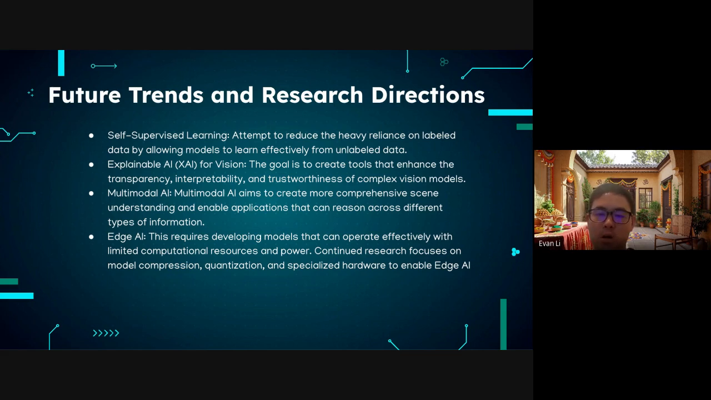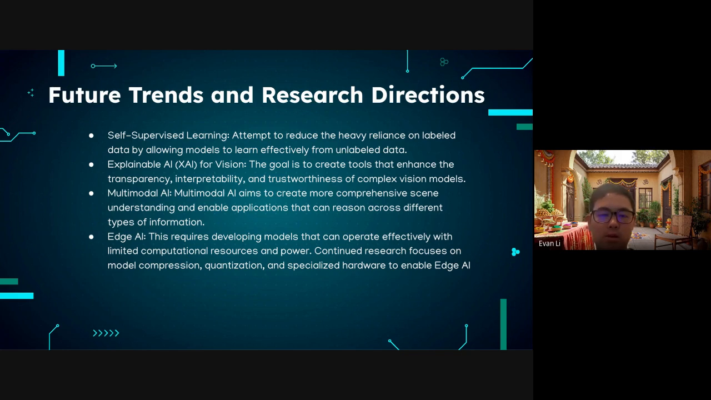For example, combining visual scene understanding with natural language processing can enable AI systems to engage in more natural and context-aware interactions with humans, understanding visual narratives and generating descriptive captions for images and videos. Similarly, integrating vision with audio processing can enhance scene understanding in noisy environments or enable lip reading capabilities. This trend towards multimodal AI promises to unlock new levels of intelligence and create more versatile and human-like AI systems.